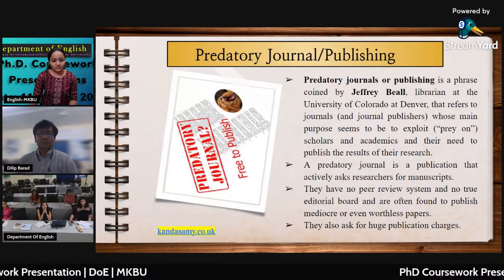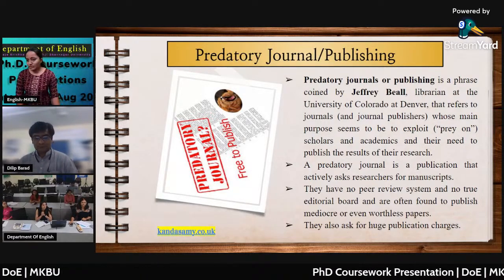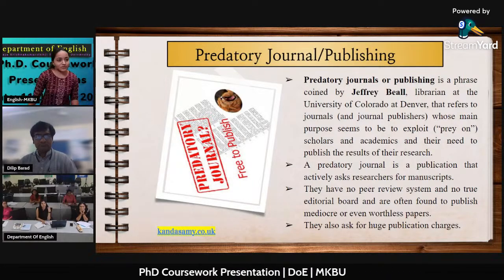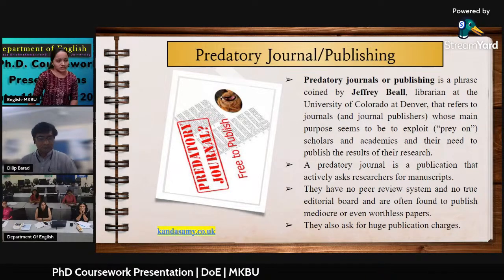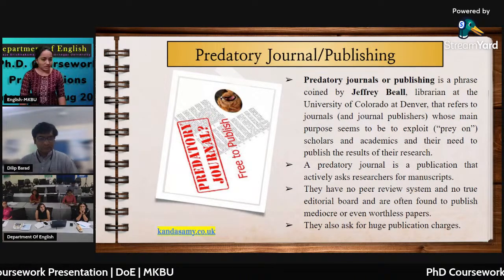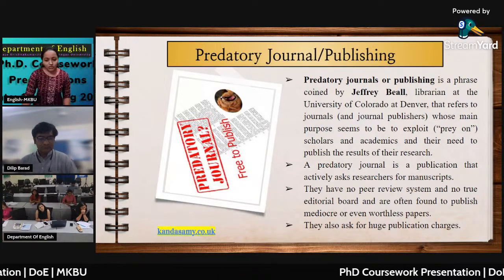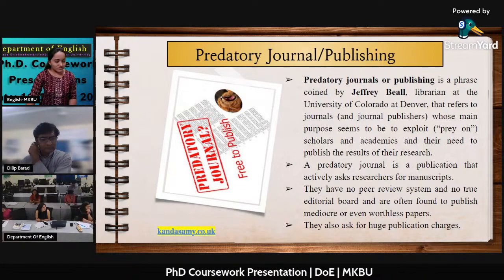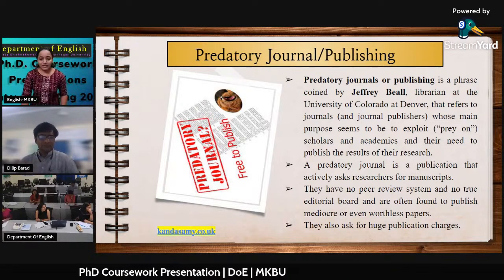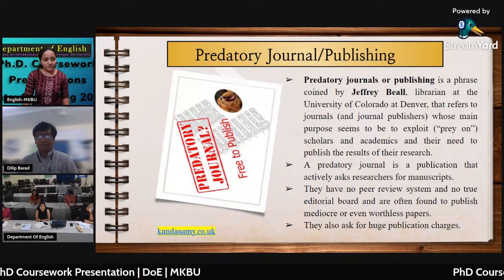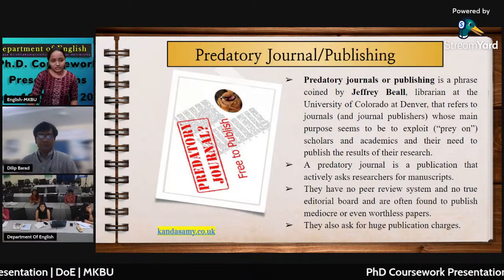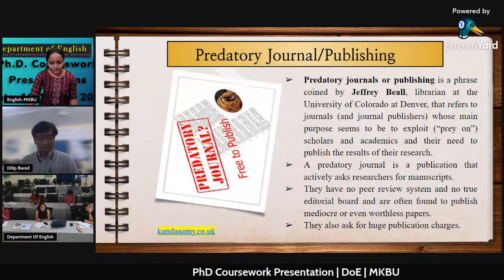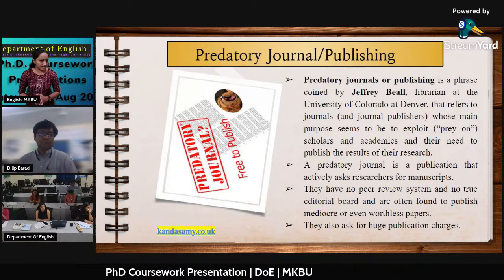It means, he says, that they prey on the researchers who are publishing in their journals, these scholars and academics and their need to publish the results of their research. So this whole term is coined by Jeffrey Beall, and in the UGC CARE list, UGC has recommended to follow this list. What are predatory journals?